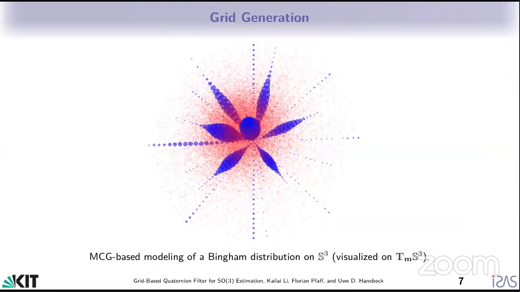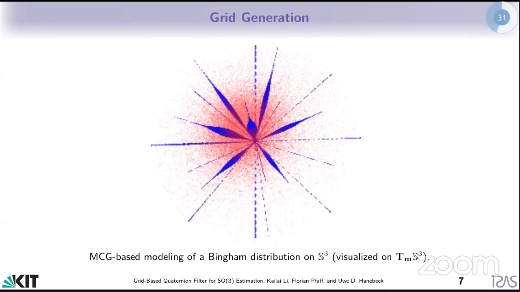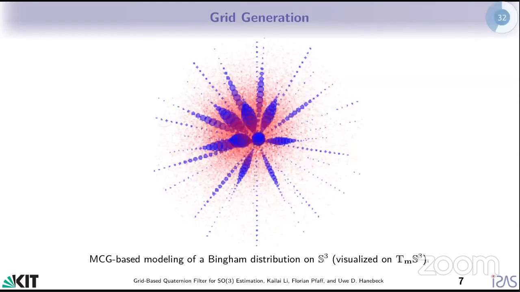We further show MCG-based modeling of the same Bingham distribution on the hypersphere S3 with different resolutions. We draw the underlying distribution using small red dots and denote the grid points with blue circles. The size of the blue circle indicates the weight on each grid point.